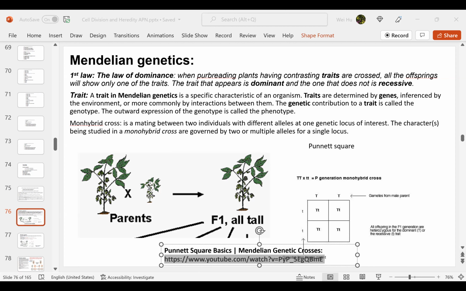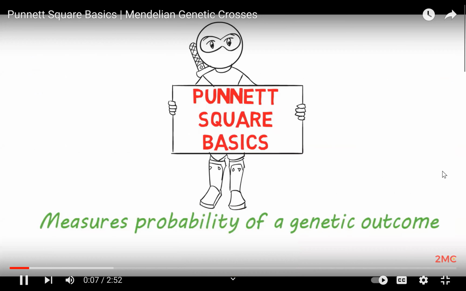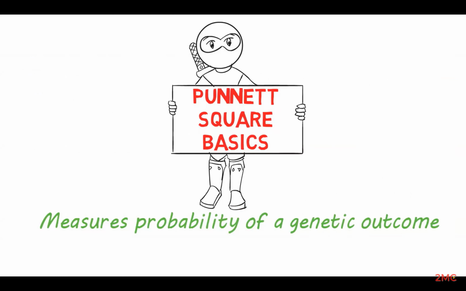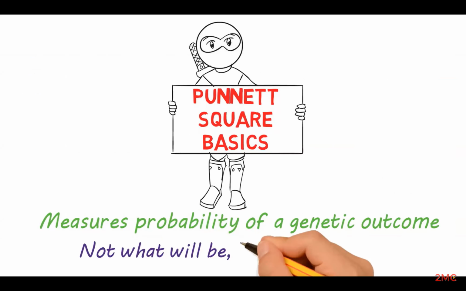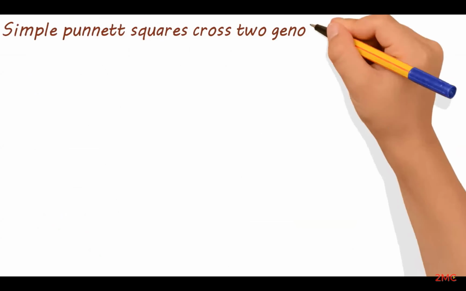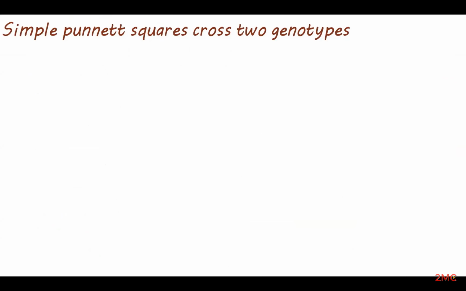Thanks for stopping by. Today we're talking about the basics of Punnett squares. Punnett squares measure the probability or likelihood of a genetic outcome based on a specific genetic cross. It doesn't tell you what will be, only what could be. For the simplest Punnett squares, you'll cross two genotypes. These parent genotypes will be for the same gene but may or may not contain different alleles.